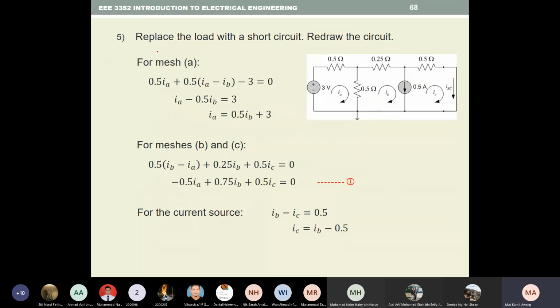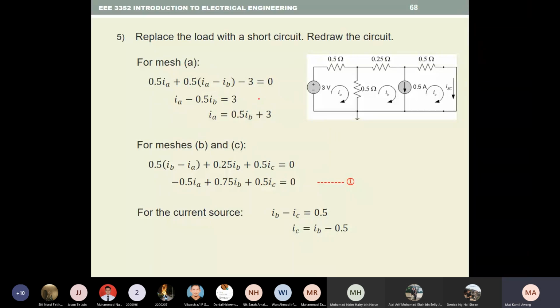Now, if you want to find the Norton current, we have to replace the load with a short circuit. So this part is short circuit. Now we can use nodal analysis. We can also use mesh analysis. For this example, we use mesh analysis. So you have 3 meshes: IA, IB, and IC. IC is actually the one that we want to find, the I short circuit. IC is equal to I short circuit equal to I Norton.